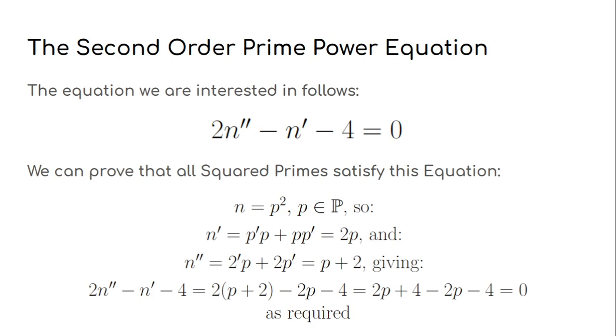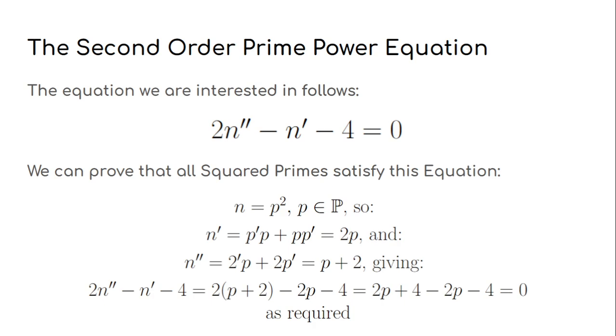Using the definition I showed before, we can find the arithmetic derivative of p squared with relative ease. We have n prime is equal to p times p, all prime, which is p prime times p plus p times p prime, which is equal to 2p. Furthermore, we can keep going, obtaining n double prime, which is of course 2p, all prime, which ends up being 2 prime p plus 2p prime, which is equal to p plus 2. These values can now be substituted into our equation as follows. This then shows that for any prime, its square must be a solution of my equation.